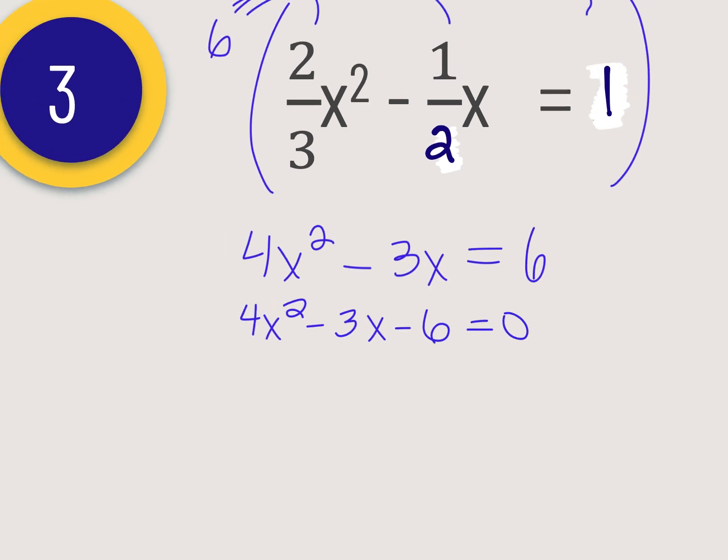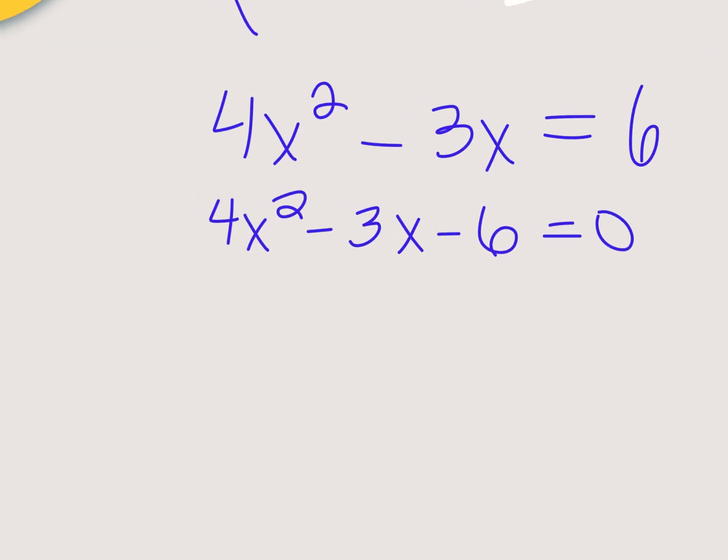Some of you, on your completing the square problem, you moved the number from one side to the other, which was great, but you forgot to change the sign. Remember, when you go over an equal sign, a positive number becomes negative, a negative number becomes positive. So now, guys, identify what's your A term? 4. What's your B term? -3. And what's your C term? -6. Great. So now we're going to go into the quadratic formula.